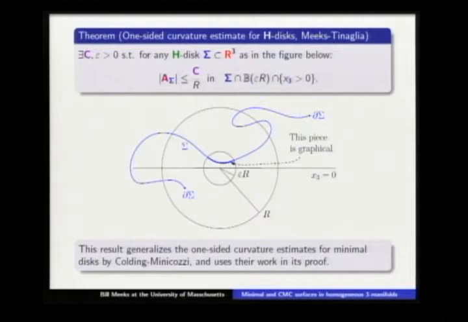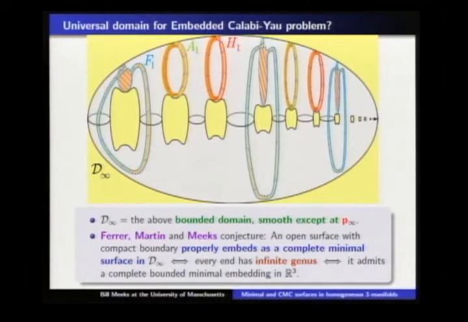But the proofs here are very strongly related to work that Coleman and Cozy did previously, in the minimal case. Okay, so now I'm going to talk about something called the Calabi-Yau problem. And this is a very interesting picture, right? This is a domain in R3, and it has kind of a certain geometry on its boundary. It also has infinite genus. Okay, so these kind of holes converge down to a point here.